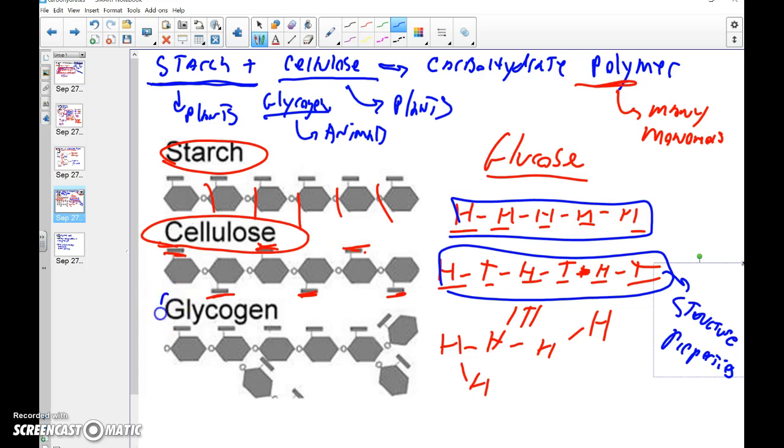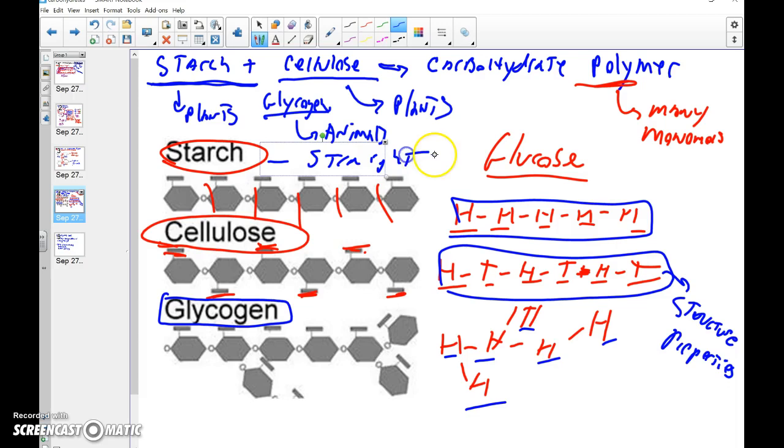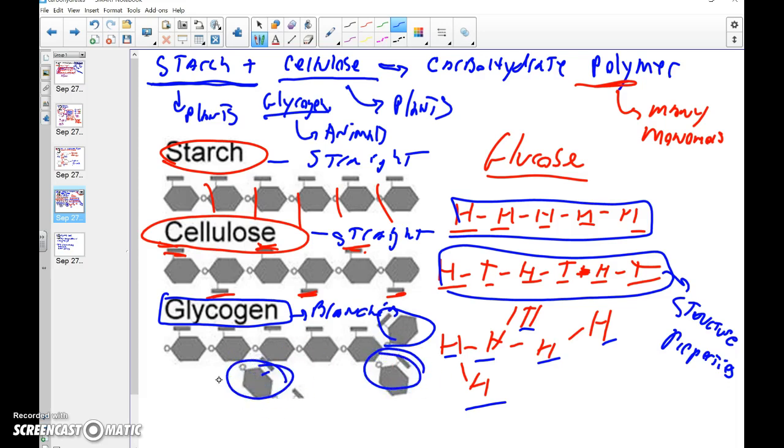Now, glycogen is how animals store sugar. And again, using our analogy, it's always heads, heads, heads, heads. But the difference is that starch is a straight line, cellulose is a straight line, and glycogen is branching. You can see that here and here and here. And the reason for that is because it takes up less space.